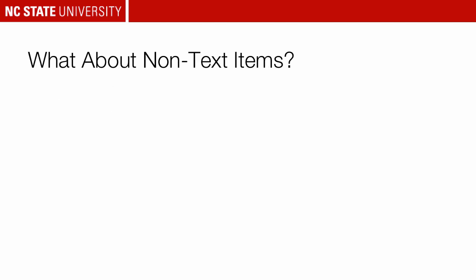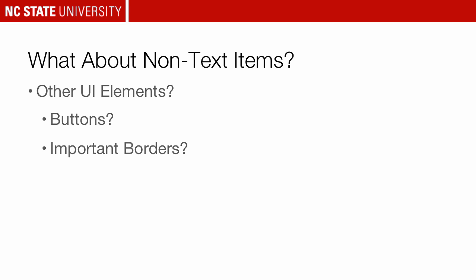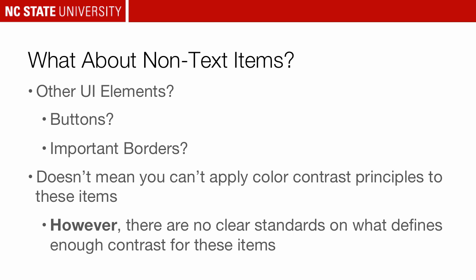What about non-text items? What about other UI elements like buttons and important borders around other objects? Do any of the WCAG color contrast rules apply to things like that? It doesn't mean you can't apply color contrast principles to those types of items. However, the WCAG 2 specification doesn't specify what is and what is not enough contrast between these types of items. The WCAG 2 specification only deals with text. So you could use a tool like this to help determine, at least to a degree, what type of contrast exists between these non-textual items. But again, the results this tool gives you should not be taken as the definitive statement of whether these two items have enough contrast or not. When you're dealing with non-textual items, there simply isn't a standard out there that defines what is and what is not enough contrast.